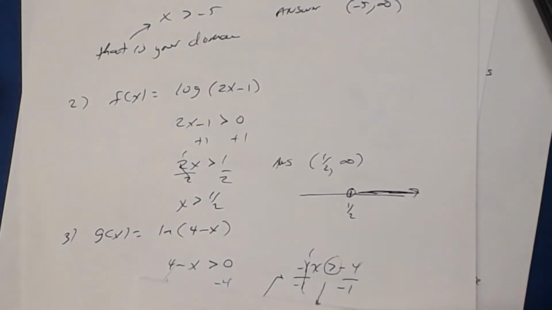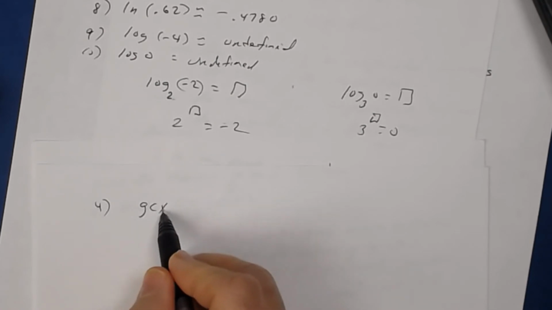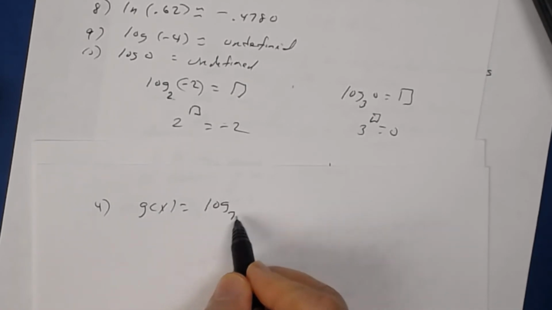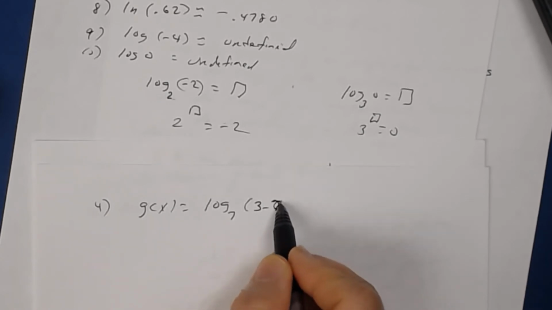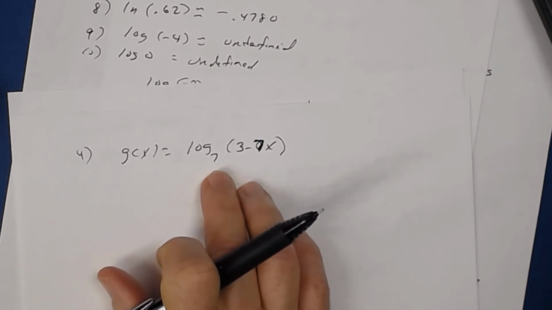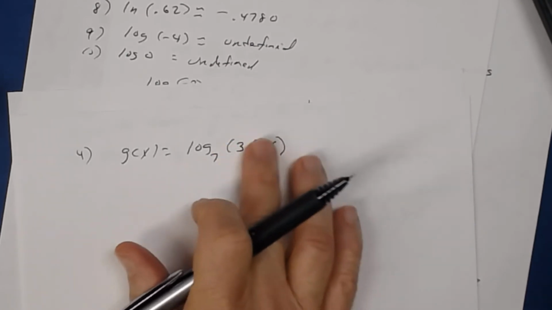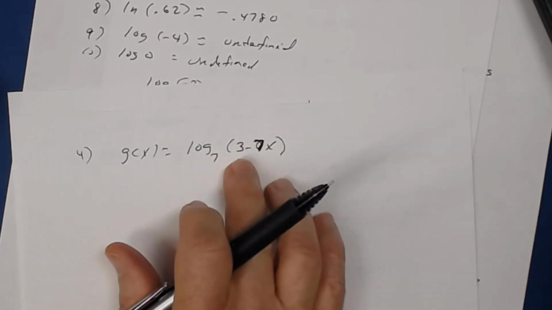Okay, number 4, let's suppose we had g of x equal the log base 7 of 3 minus 7x. Okay, well, it doesn't matter that the base is 7. That doesn't matter for what I'm trying to find. I'm just trying to find where's this domain, what values of x will make this argument positive.